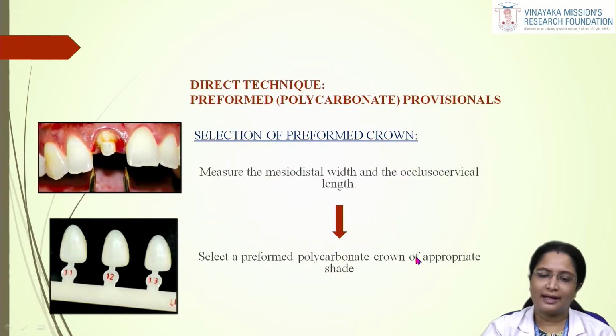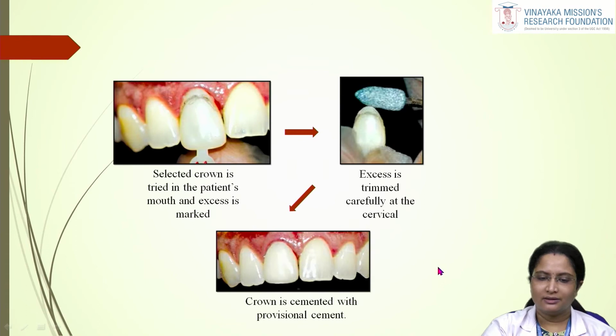So first, direct technique. We will be seeing the steps by using polycarbonate provisional restorative material. First, the tooth's mesiodistal width is measured. After that, the prefabricated or pre-customized crown is selected based on the mesiodistal width. Then we have to trim the excess in the pre-selected crown. After that, its fit is checked in the patient's mouth and it is cemented using a temporary restorative material.